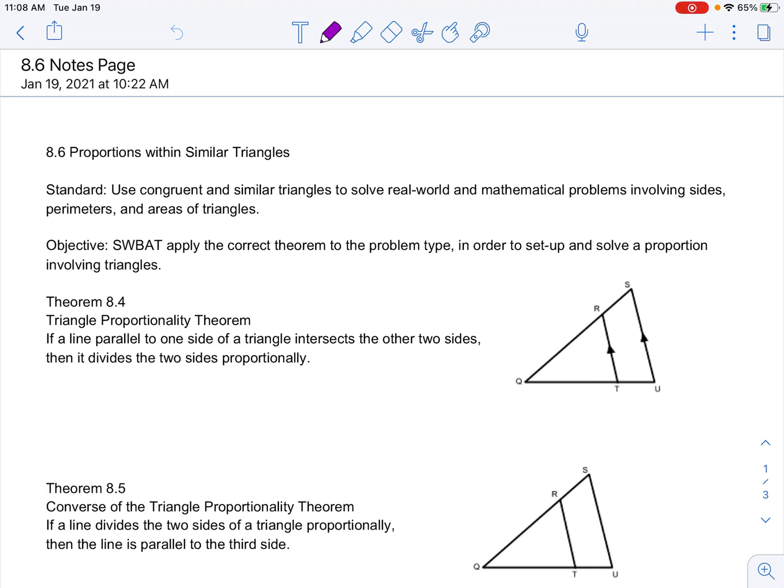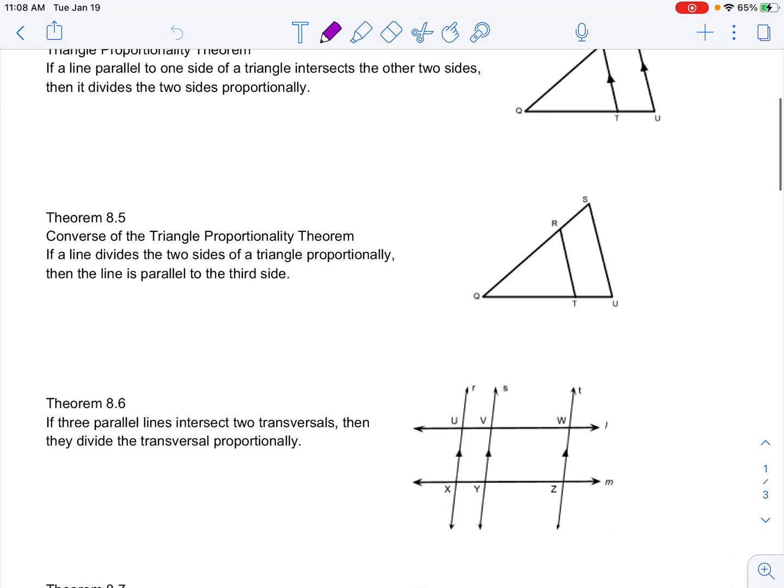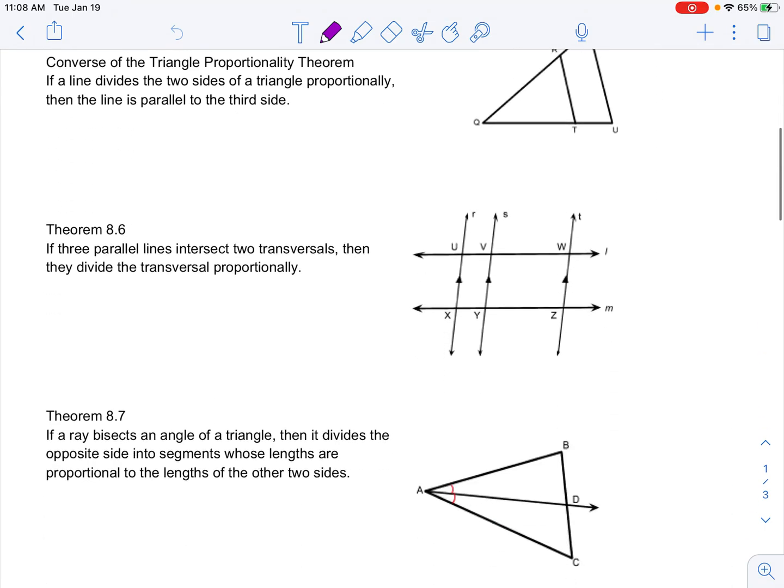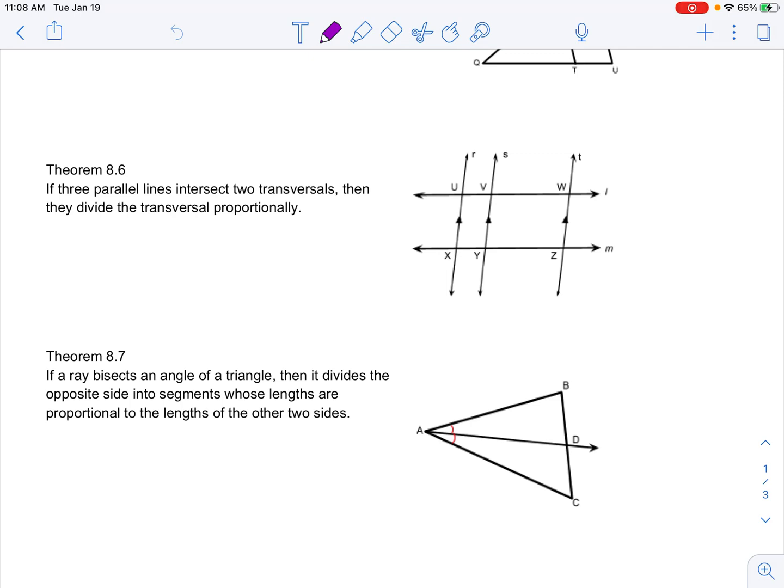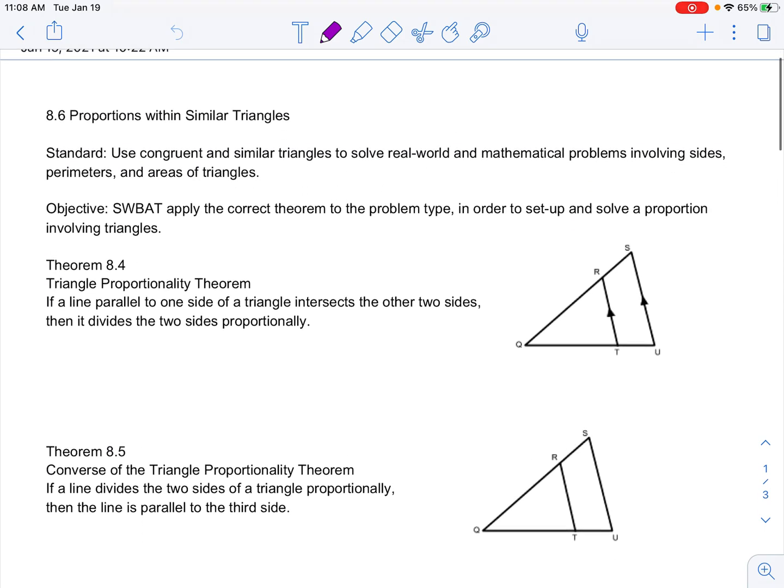We are going to continue a unit on proportions within similar triangles. So this is the last of our chapter 8 content, and I hope this seems to make sense. Really, this is just 4 theorems that apply to these situations, where they're coming from and how to use them.